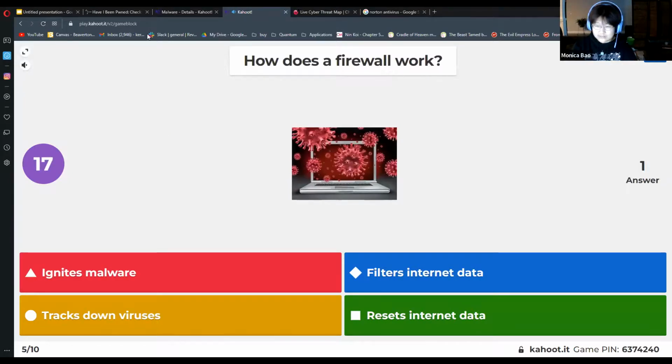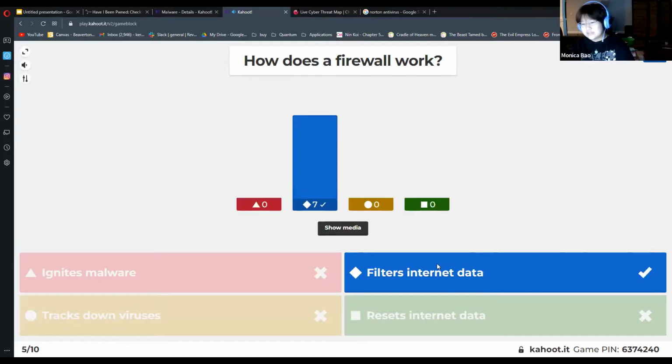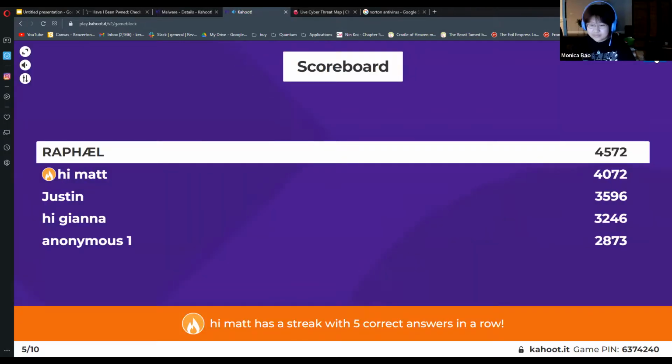So how does a firewall work? Okay, I didn't really go into this in the presentation, but I feel like my answer to Raphael's question, yeah. So it just filters internet data. It doesn't really stop cybercrime at its roots or anything, but it's just a layer of protection specifically designed for the user.